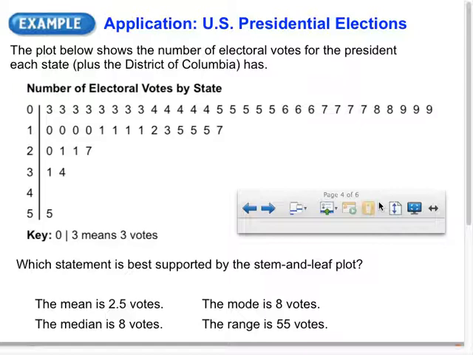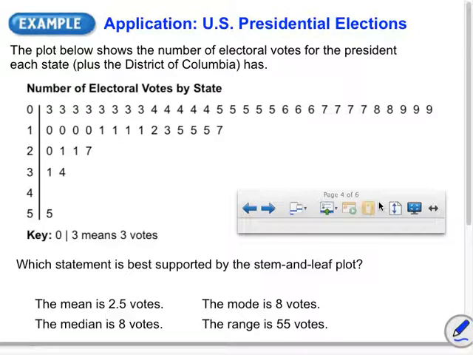Now, here's what we need to do. Let's try to knock out some of the easier ones. If you take a look at my stem and leaf plot, here's the key below. It says, which statement is best supported by the stem and leaf plot? Let's try to figure out the easy one, which is the mode. They're saying right here the mode is 8. Let's see, what is the mode? Take a look at this data.